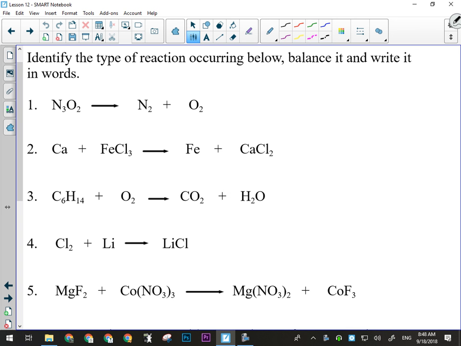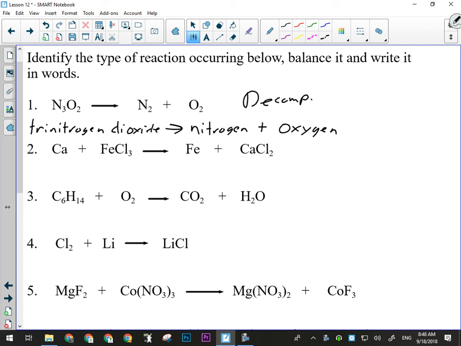All right, so for our first reaction here, we have only one reactant and we have elements only as our product. So this is what kind of a reaction? Simple decomposition. All right, then we need to write it out in words. So this is trinitrogen dioxide. And then on this side, we have nitrogen and oxygen.